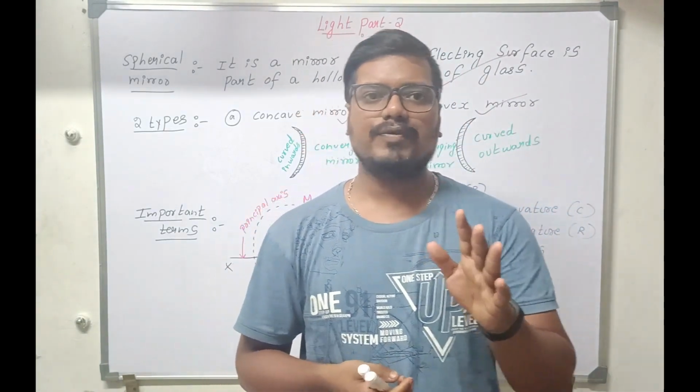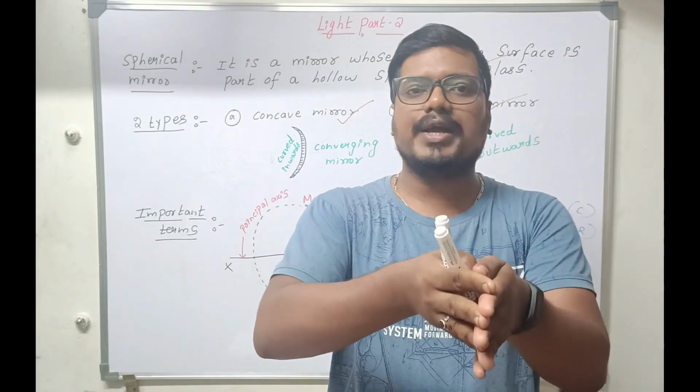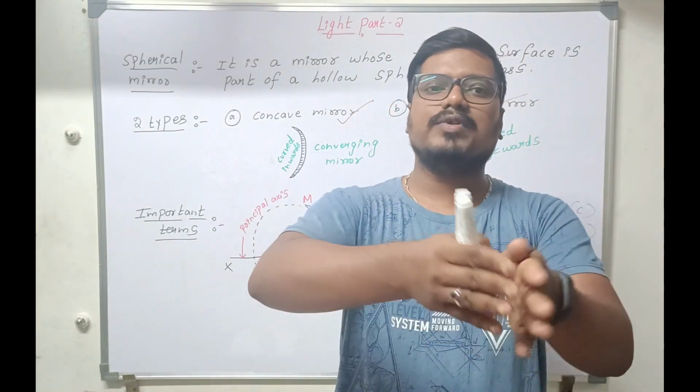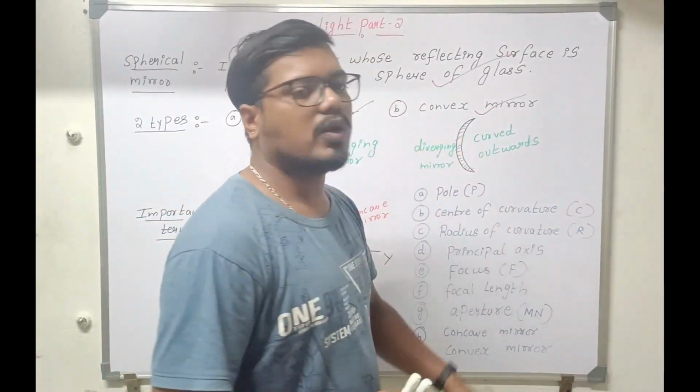Okay? Understood everyone? What is the meaning of converging and diverging? Converging means all the points will be meeting at one single point. Diverging means everything will be getting reflected out. So this is the meaning of concave mirror and convex mirror.